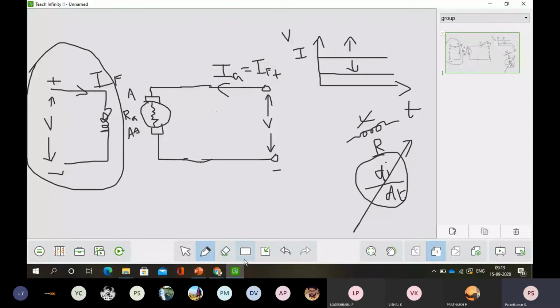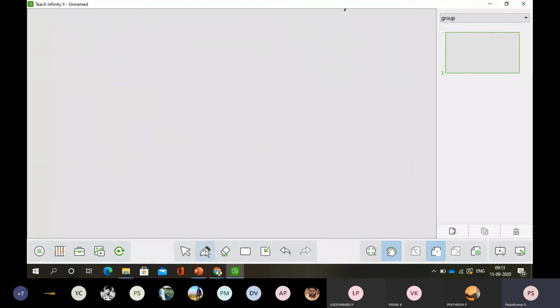Another form is also there, that is, we can have both windings, both shunt and series. So now I'm having two different field coils. Why there is a need for two different field coils, I will explain. Here I may have a series coil also.